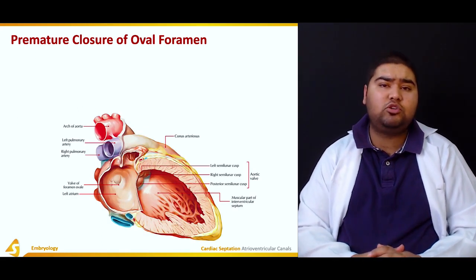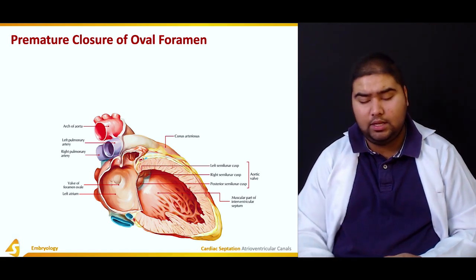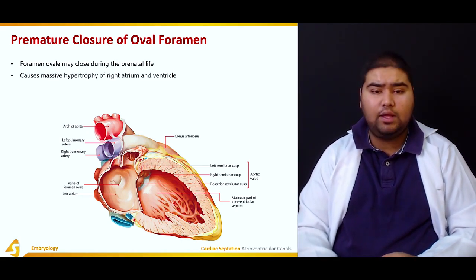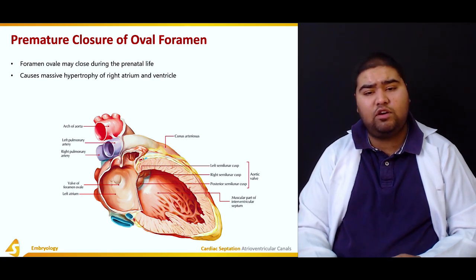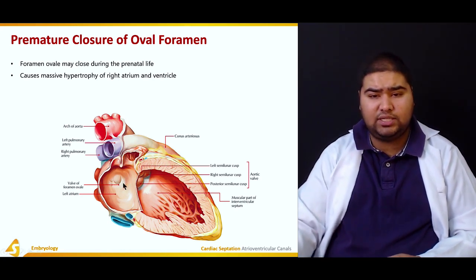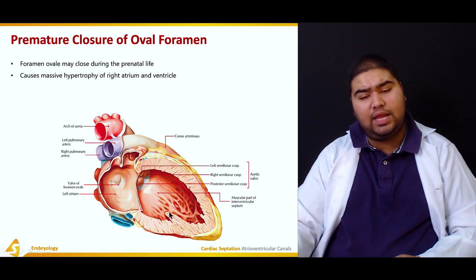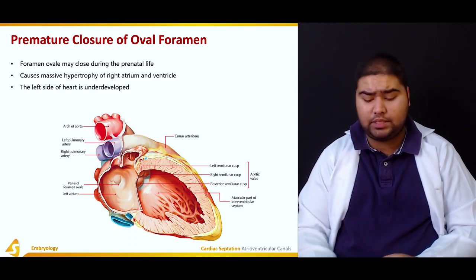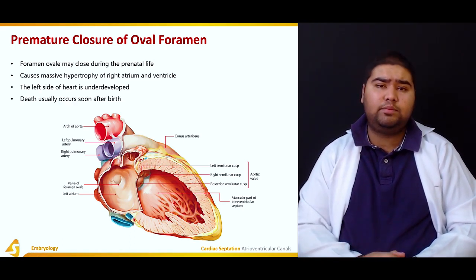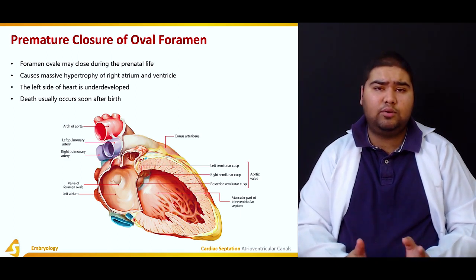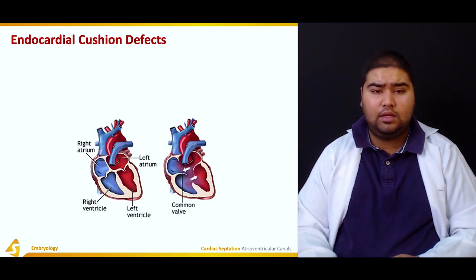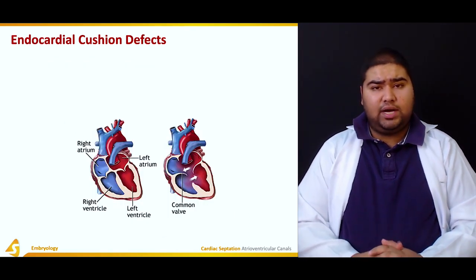Moving on, we have premature closure of the oval foramen. So what happens is the foramen ovale closes during prenatal life. It causes massive hypertrophy of the right atrium. So the right atrium enlarges in size, and the ventricle as well. The left side of the heart is left underdeveloped. So death occurs soon after birth, as this is not a viable condition, and the child cannot survive with this. So let's talk about the endocardial cushion defects.